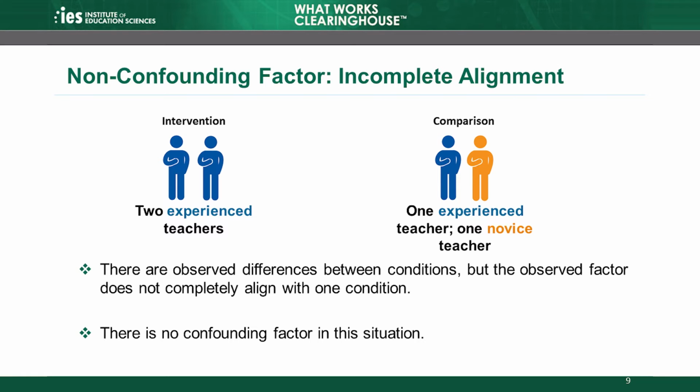The WWC requires that the condition align completely with one of the study conditions to be considered a confounding factor. In this example, at least one teacher with extensive experience appears in both conditions, so this characteristic is not a confounding factor. There is overlap in the extensively experienced status. The novice teacher appears in only the comparison condition, but the other comparison teacher is experienced, so this is not a confounding factor. Novice status does not align completely with one condition. Because the comparison group is not comprised of only novice teachers, there is no confounding factor in this example.